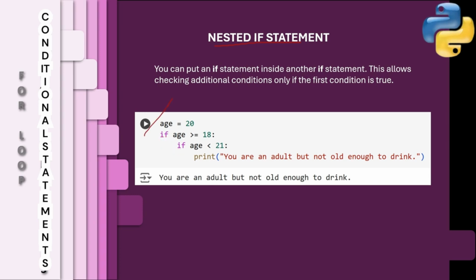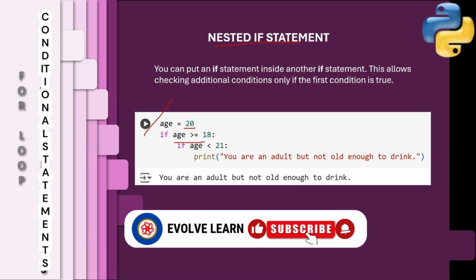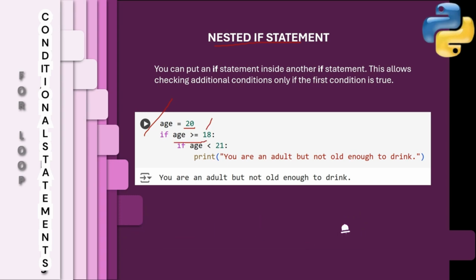Coming to this example, here age is defined as 20. If age is greater than or equals to 20, here the condition is true, so the control flow will enter this if block. Again, this condition is checked: whether age is less than 21. Here the condition is also true, so the code block present in the if statement will be executed. That is, "you are an adult but not old enough to drink." In other cases, if the outer if condition is false, then the control flow will not enter this if block and the output will be empty on the output screen.